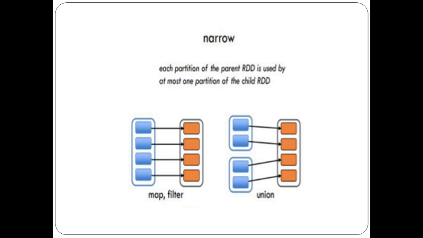So this is the diagram. If you see here, this blue color is one partition. You are applying some narrow transformation, and the same partition's data creates the other partition. That is a straight move. There is no exchange of data between the partitions. Examples are map and filter. Union is also the same. If you do union, whatever partition it moves to, it creates another partition. Data will not be shuffled.